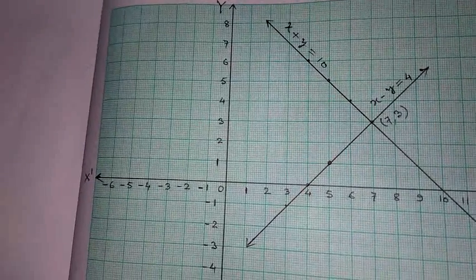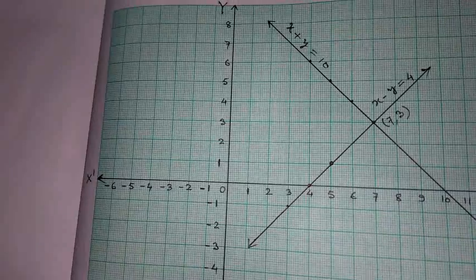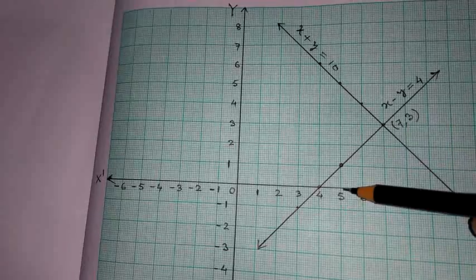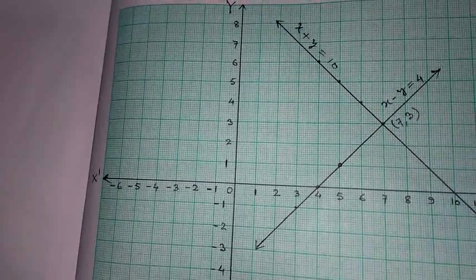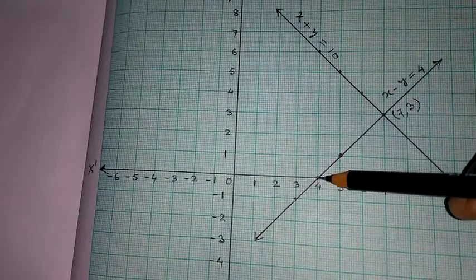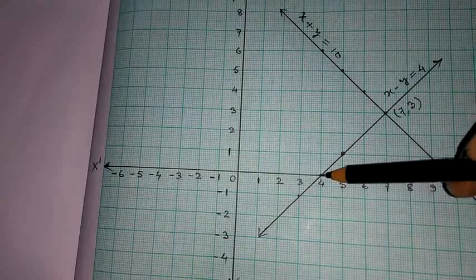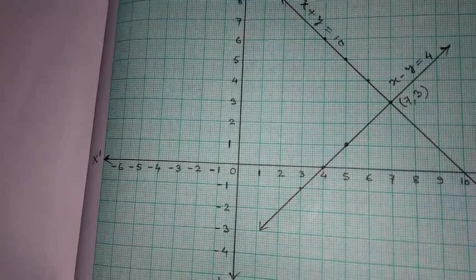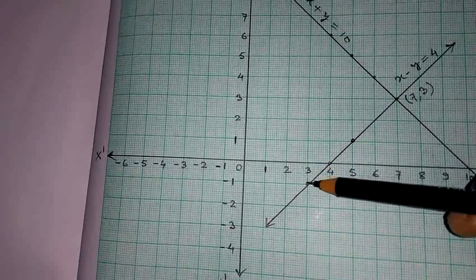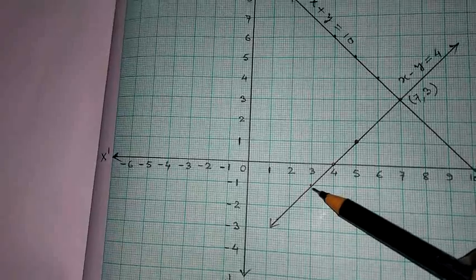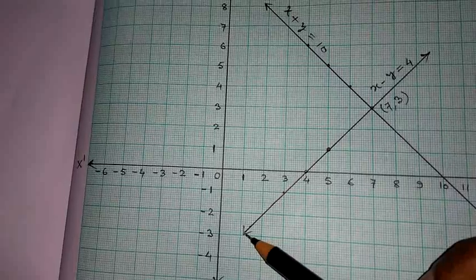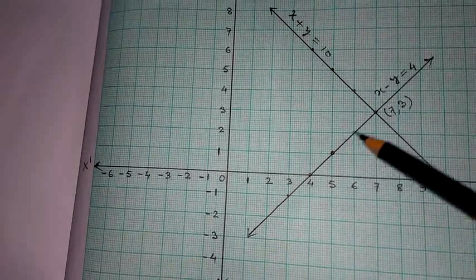Okay. Now plot the points from the second table. x equal to 5, then y equal to 1, this point. x equal to 4, then y equal to 0, this point. x equal to 3, then y equal to minus 1, this point. Now join these 3 points using the ruler and draw a straight line.